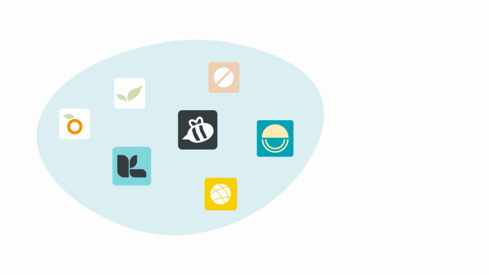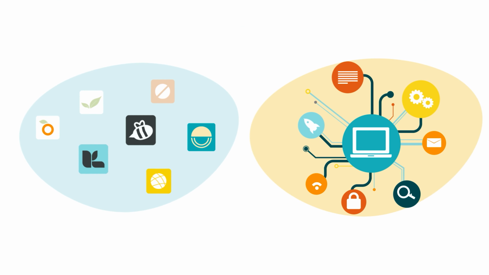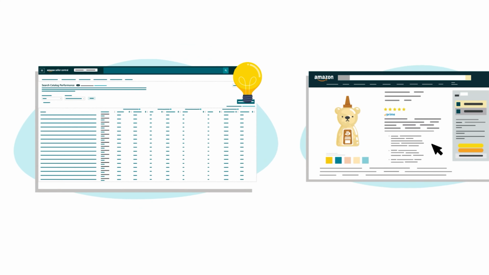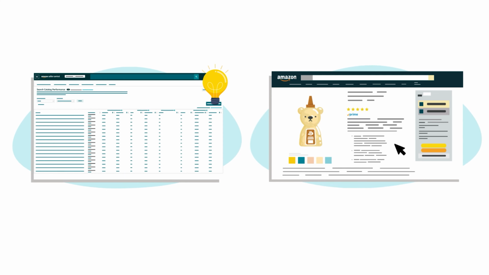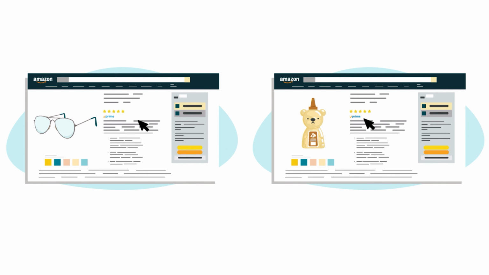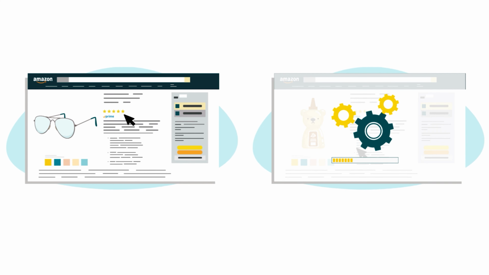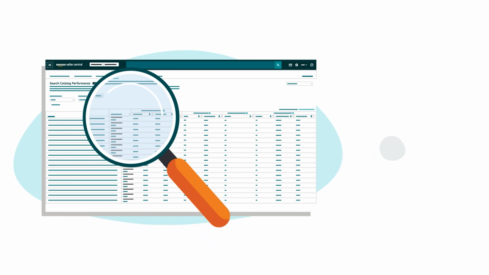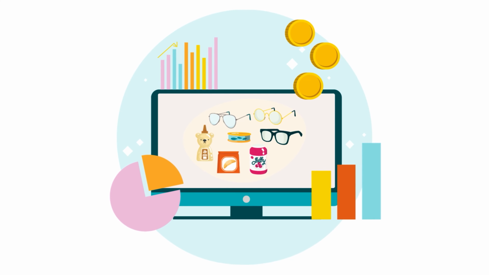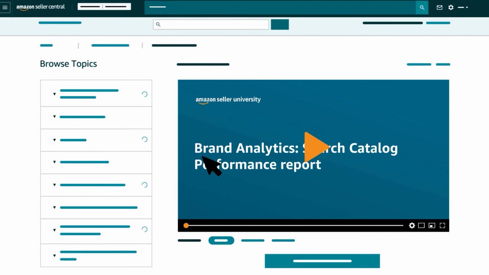We encourage brands to use all the features and functionality of the Search Catalog Performance Report to gain insights into their performance in the Amazon store. Use drop-off points at the click stage to decide which product detail pages might need updating. Or use other metrics to develop advertising strategies that can help drive more traffic to your products. This concludes our overview of the Search Catalog Performance Report.